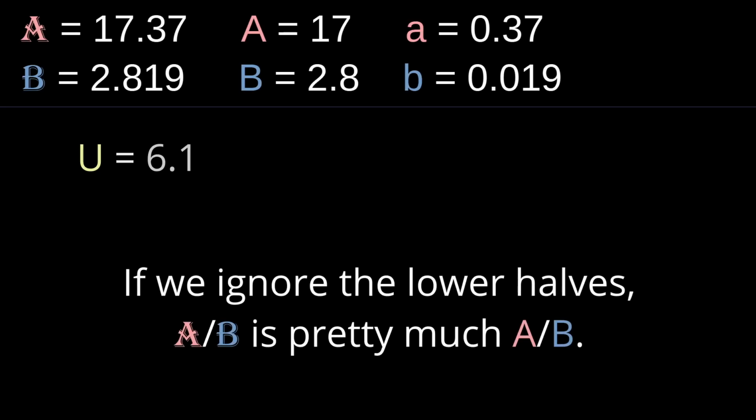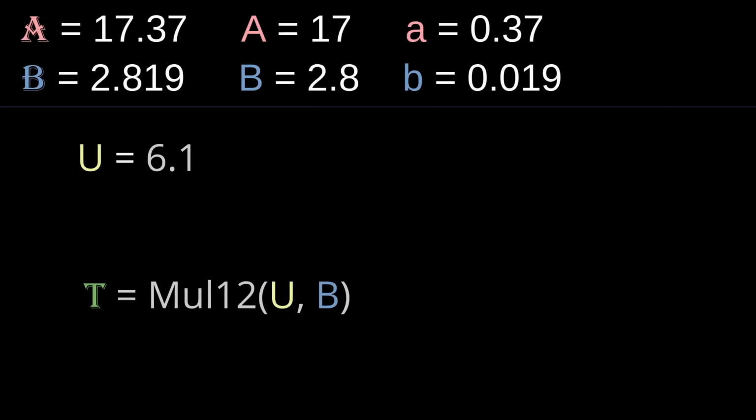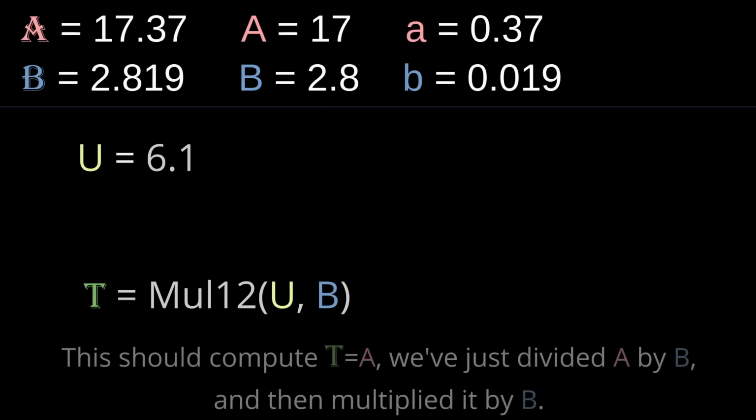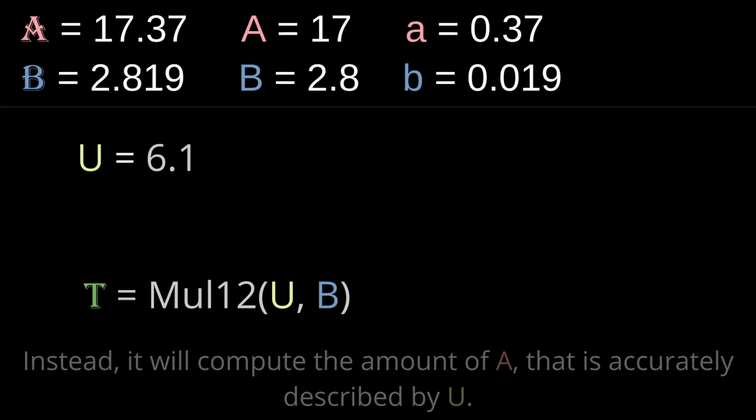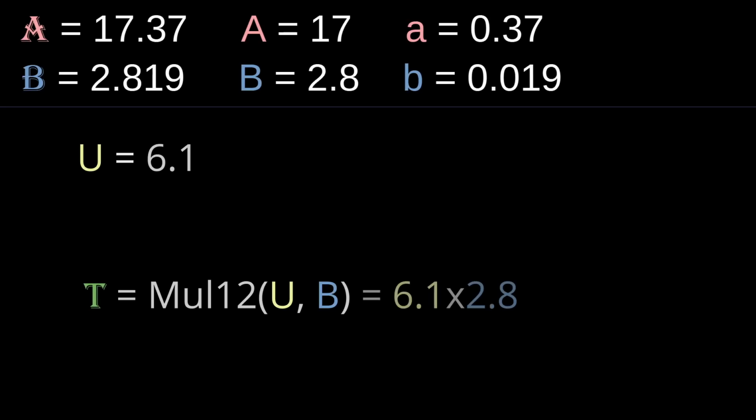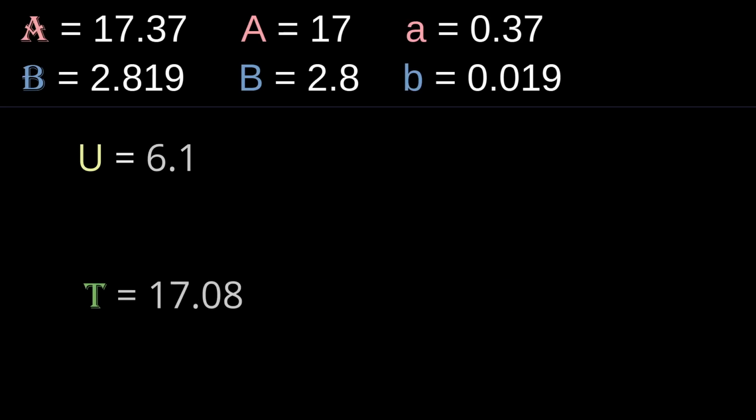The next thing that we do is we multiply U by capital B and compute a temporary double-double, which is T. And this is seemingly senseless, but it's one of those clever steps again. This should, in regular algebra, just compute a again, but because we're dealing with floating point here and there's all sorts of rounding magical things happening, we're actually not going to compute a again. What we're going to compute is the amount of a that's accurately described by u after the division. So we've got to be careful here and maintain as much precision as possible for t. So t is going to be a double-double, and we're going to use the mul1,2 function. The double-double t equals mul1,2 of u and capital B. That gives us 6.1 times 2.8, which will come out to be 17.08, and there is no rounding required. That bad boy is exact.